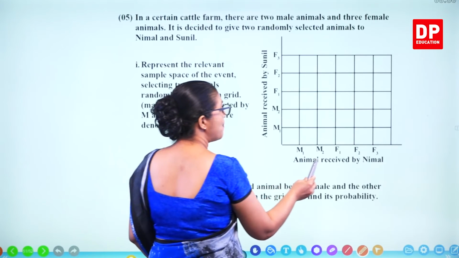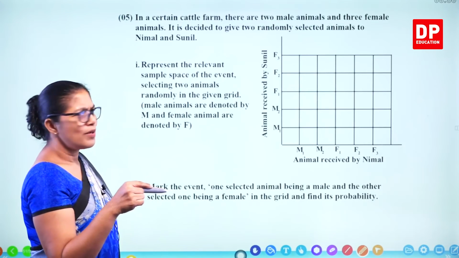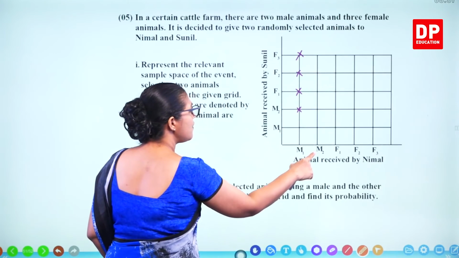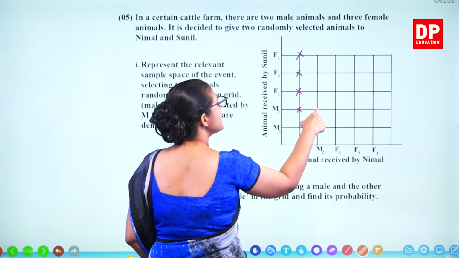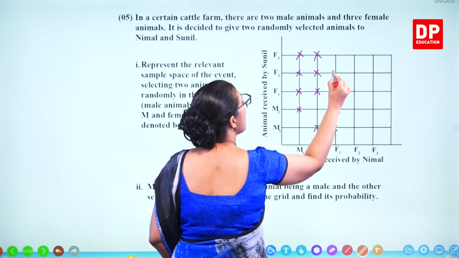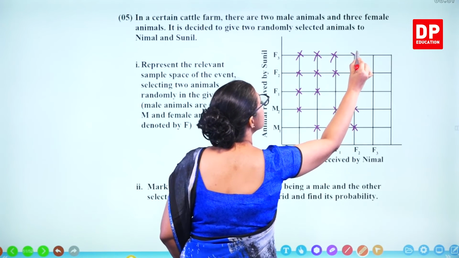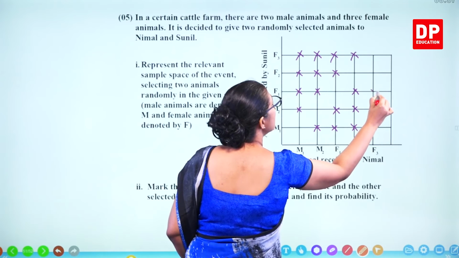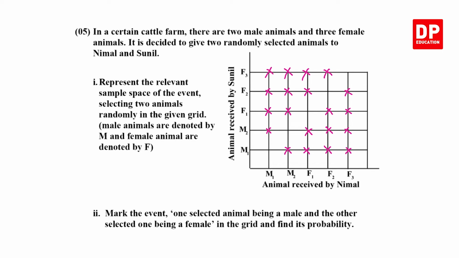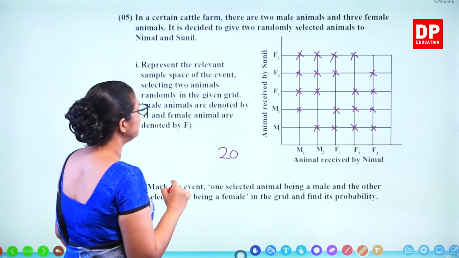Think about, okay, animal received by Nimal is M1. Can we give the same animal to Sunil? We can't. So, only possibilities are these 4. If this is M2, you can't give the same animal here. Other possibilities are there. If this is F1, you can't take this. If this is F2, you can't take this. And if this is F3, you can't give the same. So altogether how many? 1, 2, 3, 4, 5, 6, 7, 8, 9, 10 and 10 here. 20 altogether. So 20 outcomes are there.